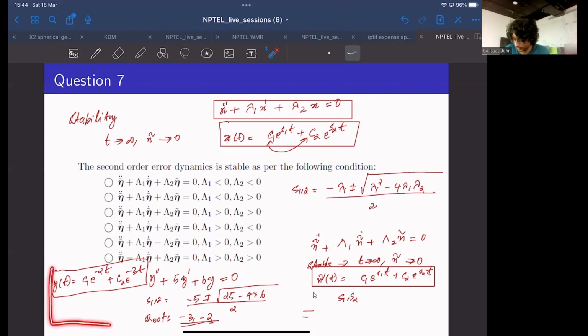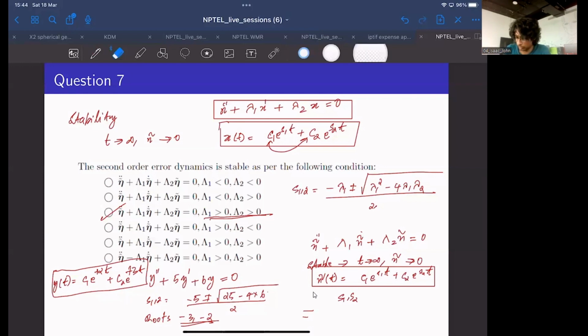I hope the evidence that I have provided you is sufficient. I'm straight away jumping on to the answer. The answer is option 3. Right? Lambda 1 should be greater than 0, lambda 2 should be greater than 0. Otherwise, there could be a case of an undamped system. If these roots are positive, as time tends to infinity, it could exponentially blow up also. It might not be stable. And sometimes it might not even dampen out. It could be an undamped system also.